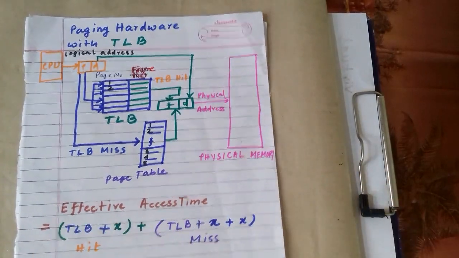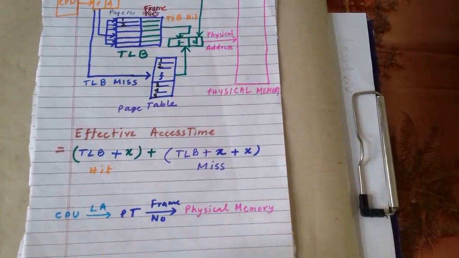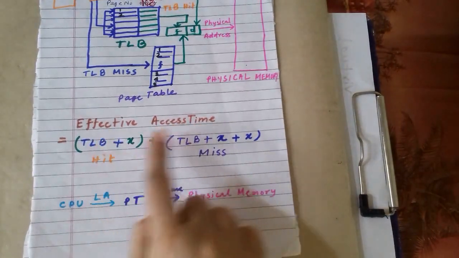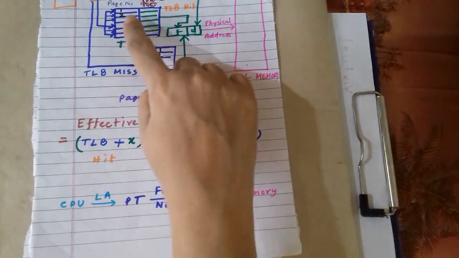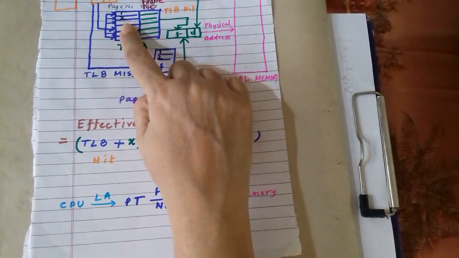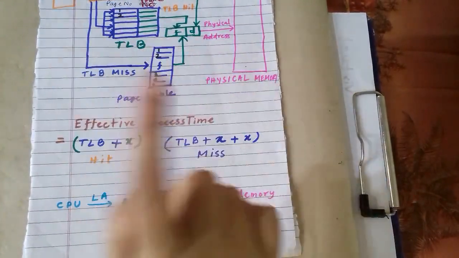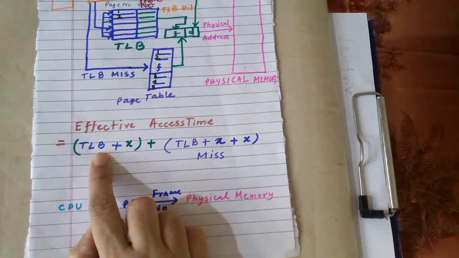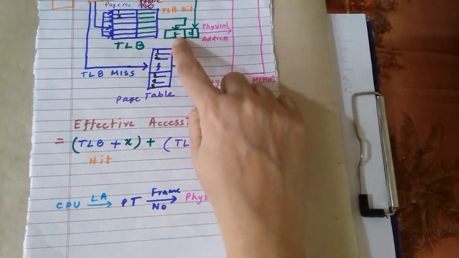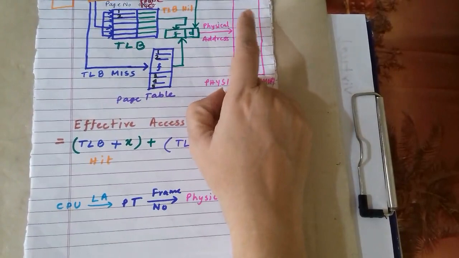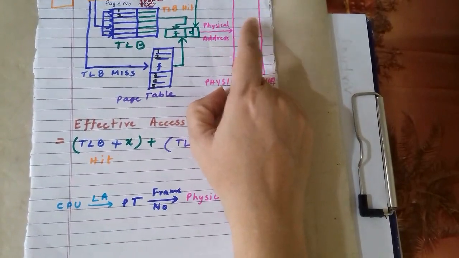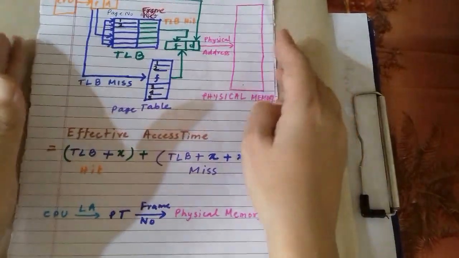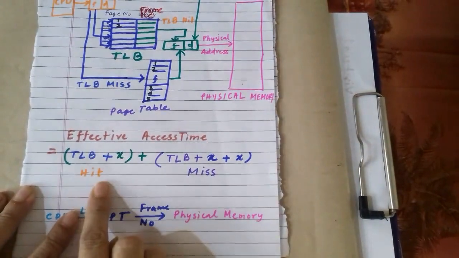So if you want to find the effective access time, see, in the case of a hit, like searching for 2, which is already there in the TLB, it is the time for the TLB search. Then after we get the frame number, we need to search the frame in main memory. Main memory access time is X, as we have taken. So it is TLB plus X in the case of a hit.